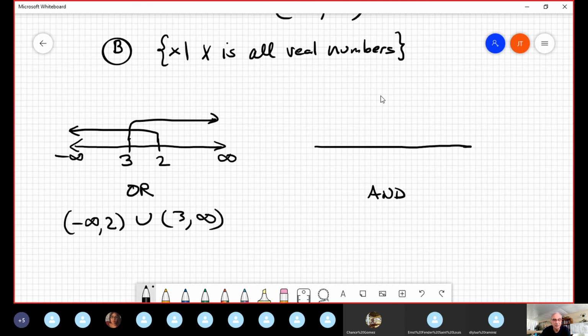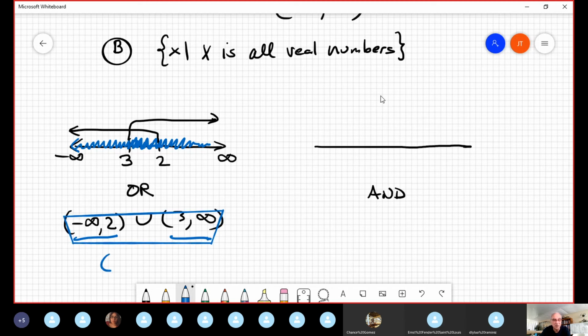But these overlap. So when you put both together, let me highlight in blue color. Look at that blue color. Blue for this guy, this guy. And we continue blue. So, from this to this. So it's obvious that this statement is equivalent to saying all real numbers.